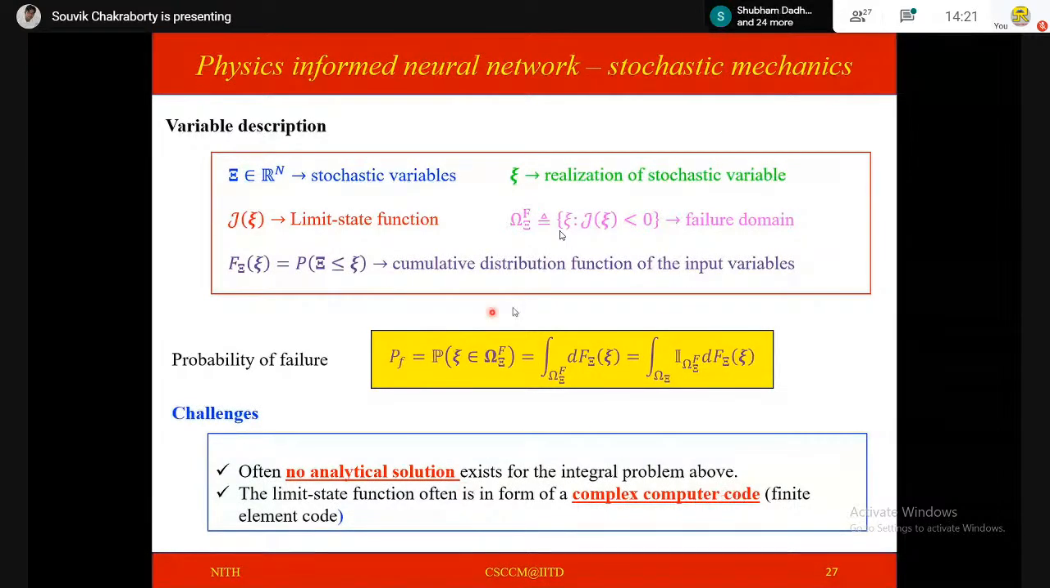So the limit state function, this one, which defines this failure domain or this indicator function, is in the form of complex computer code, a finite element code. A single run can take days for a realistic system. And in that case, you cannot really hope to run this code more than 100 times. But to evaluate this probability of failure, that code needs to be run for millions of times. So that is not really an option. So these are the challenges.